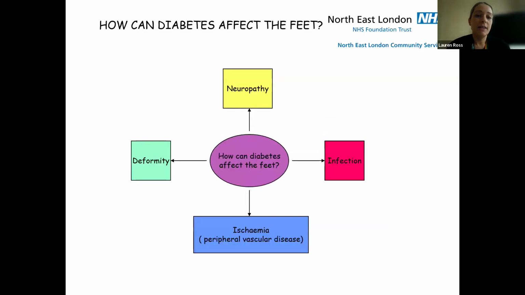So how can diabetes affect the feet? So there's a number of different ways, but there's four main ways really that it can affect the feet. We're going to discuss these in a little bit more detail, but you have neuropathy, infection, ischemia or peripheral vascular disease, and deformity.